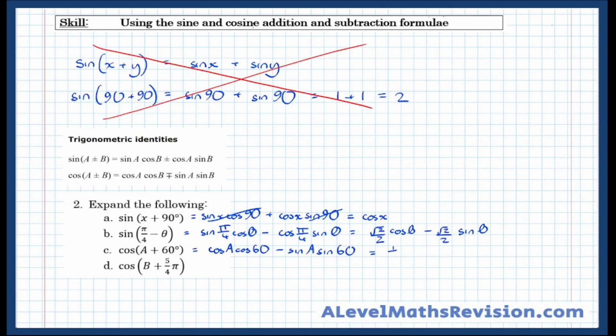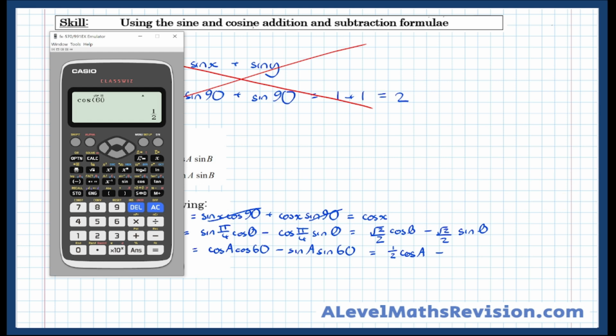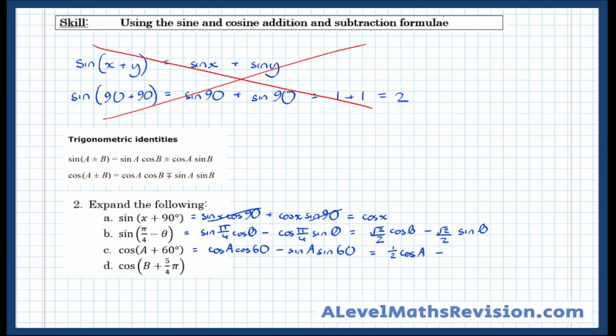So that equals a half cos A minus, and sine 60 is root 3 over 2, minus root 3 over 2 sine A. So that's that one done. And finally, this one here. And what I'm going to do, as you've just seen, is change that to be a minus so we get exposure to every type of one of these expansions.